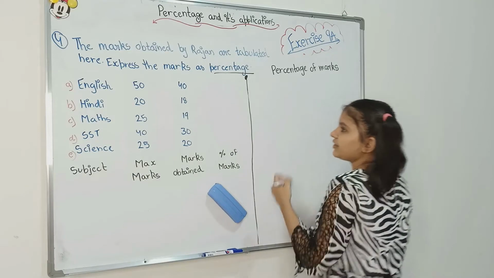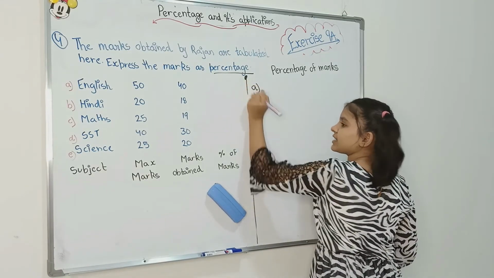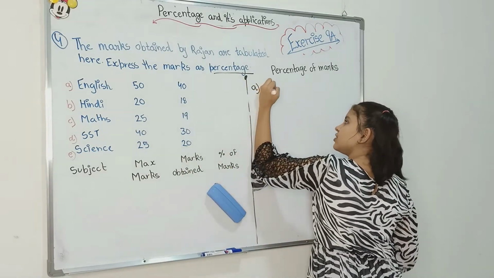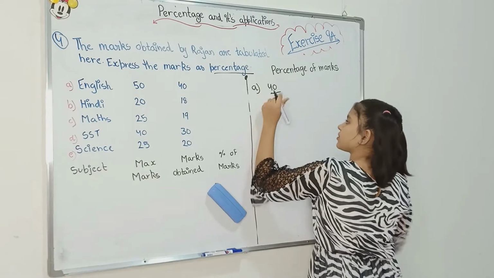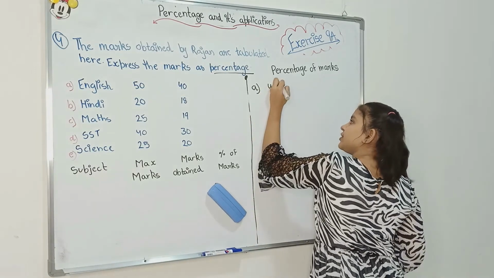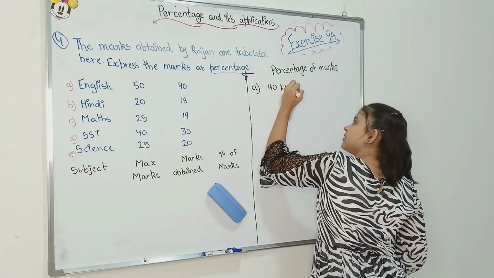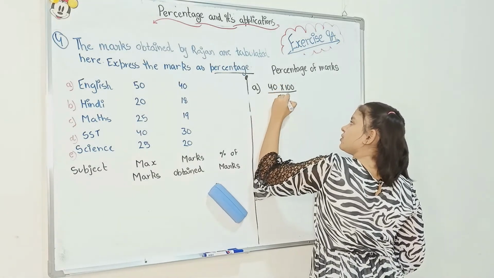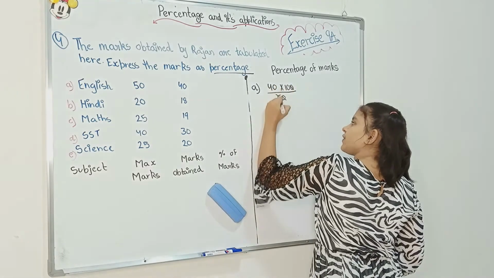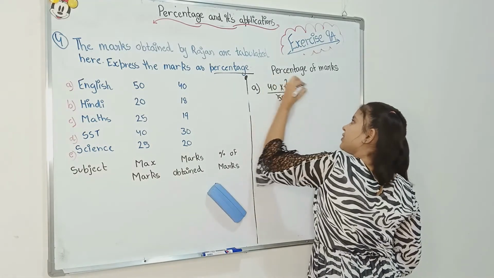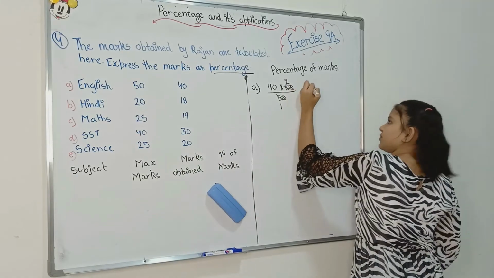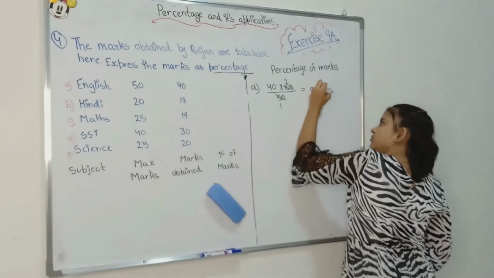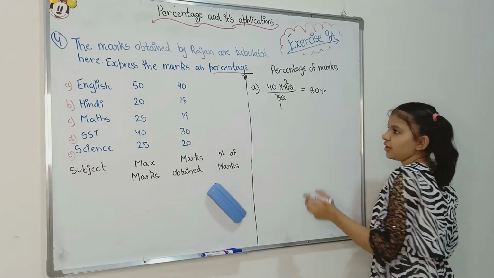So here we'll write first A. A is English, so we'll write it as 40 into 100 by 50. So 5 ones are 5, 5 2s are 10, then 40 into 2, our answer would be 80%. So in English he got 80%.